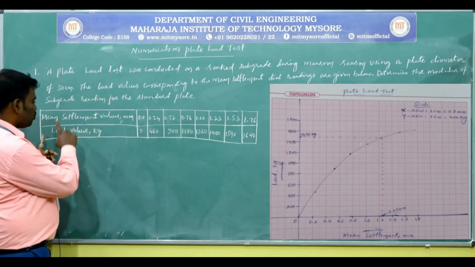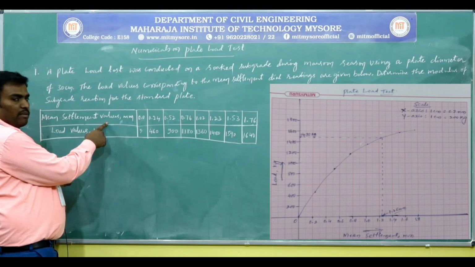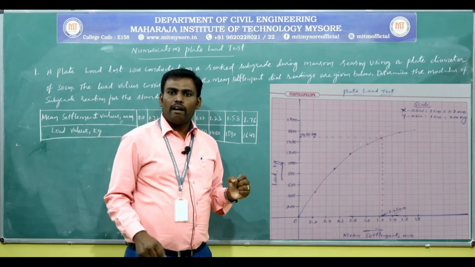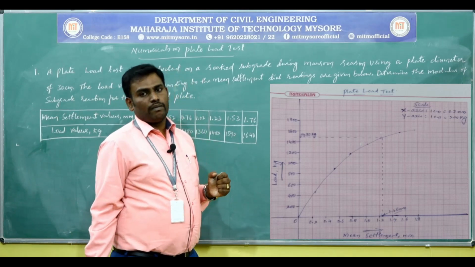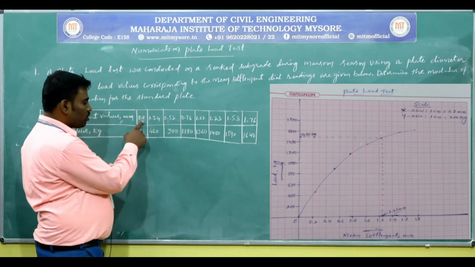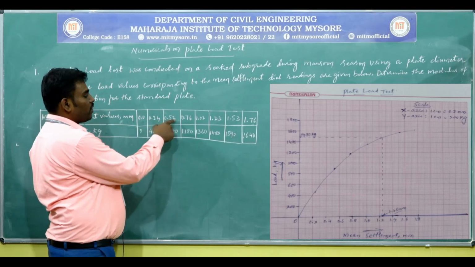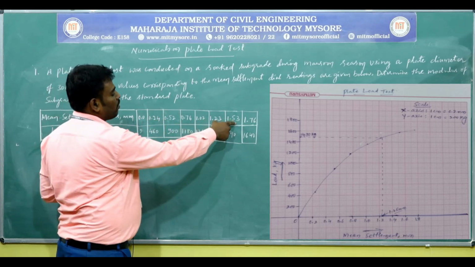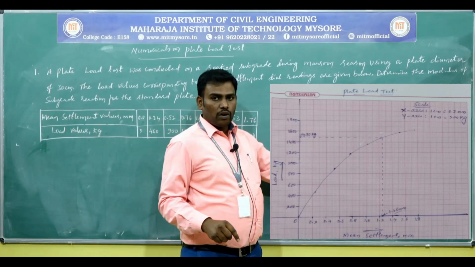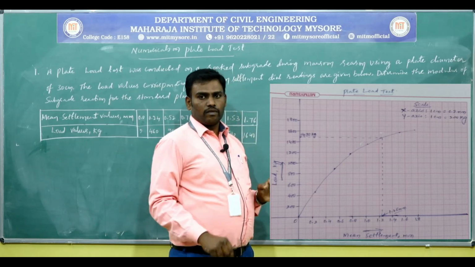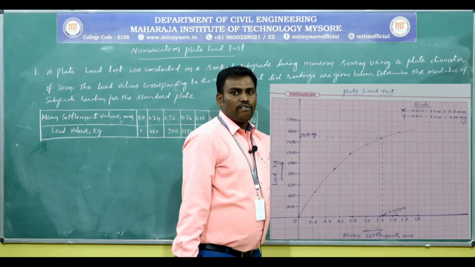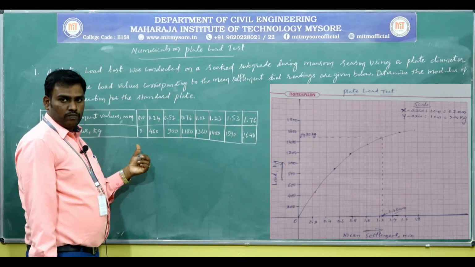Okay, first you should draw the graph. In the x-axis mean settlement values in mm, in the y-axis load values in terms of kg. You may select the scale of 1 cm is equal to 0.2 mm in the x-axis and in the y-axis 1 cm is equal to 200 kg. Okay, so we have the values of x-axis, that is 0, 0.24, 0.52, 0.76, 1.02, 1.23, 1.53, 1.76. Corresponding load values we have. Using this you may draw the graph, okay, and you may get the curve like this. Okay, this is the graph corresponding to the given values.